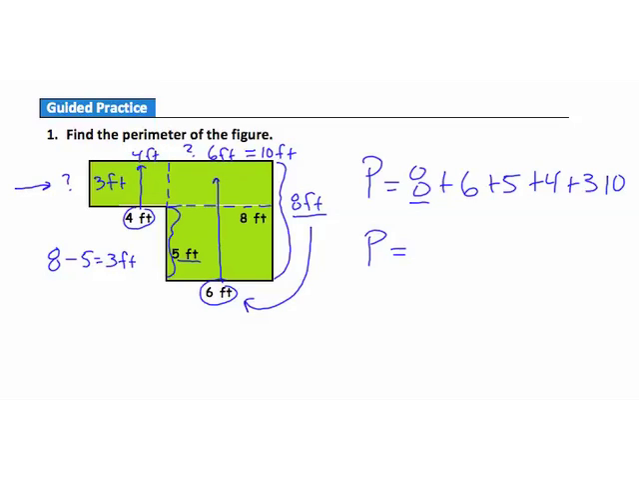Let's see, if we add the 8 and the 6 together, that's going to give us 14. 14 plus 5 is going to give us 19. 19 plus 4 would give us 23. 23 plus 3 would give us 26. And then, oops, got a plus sign there. 26 plus 10 would give us 36. So the perimeter of this figure is 36 feet.